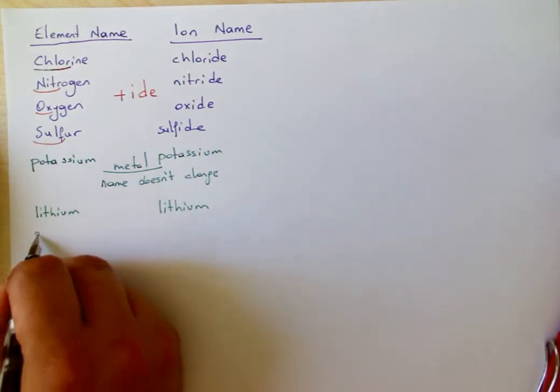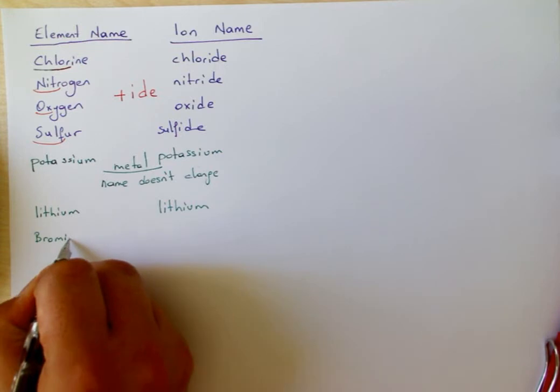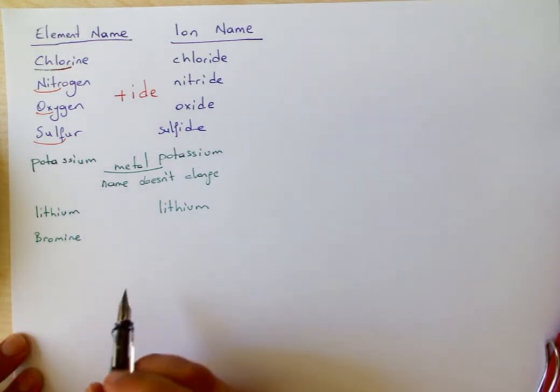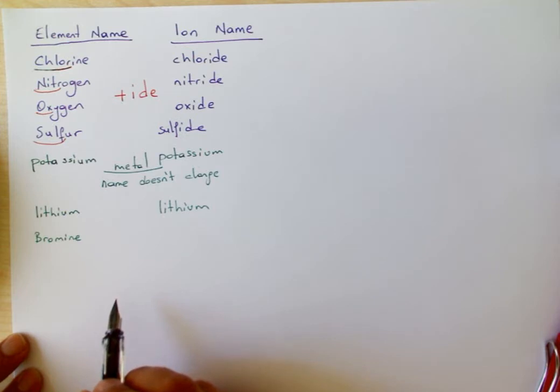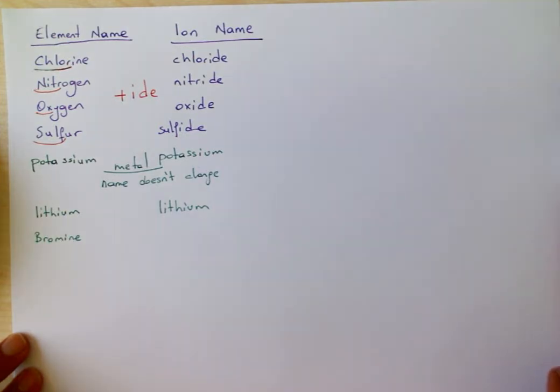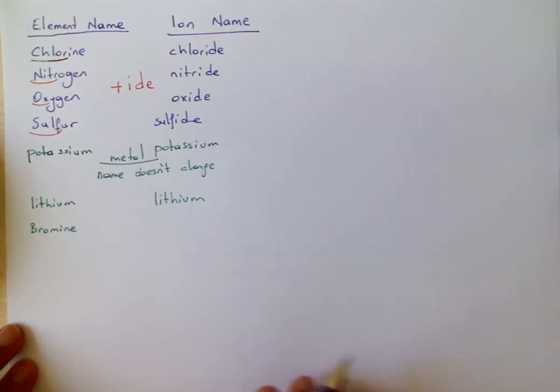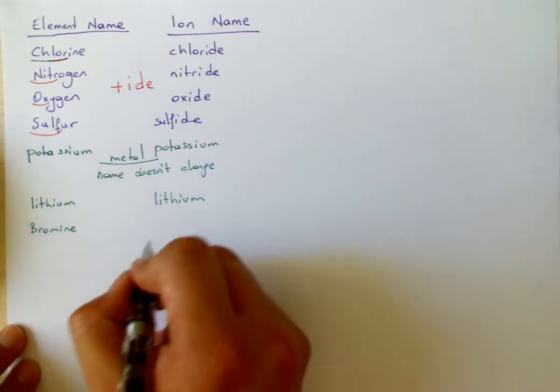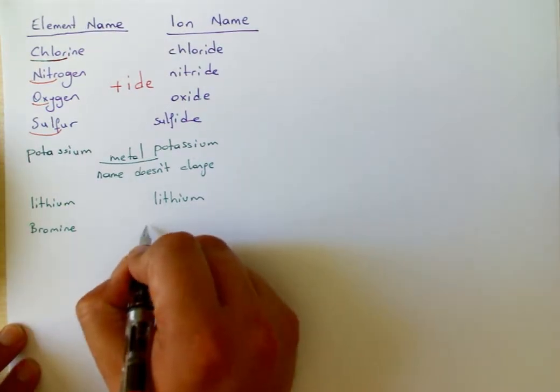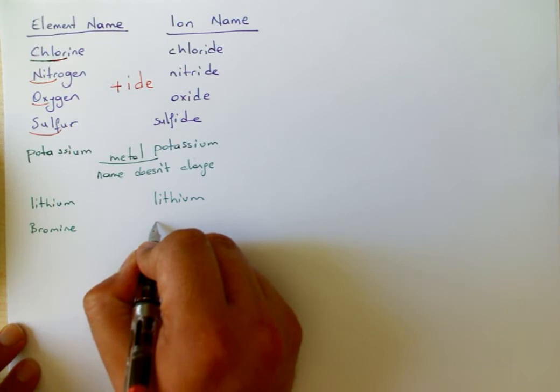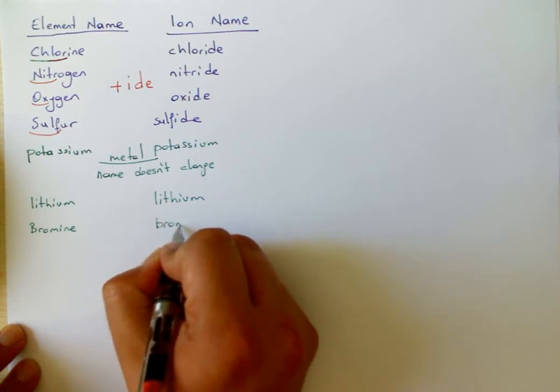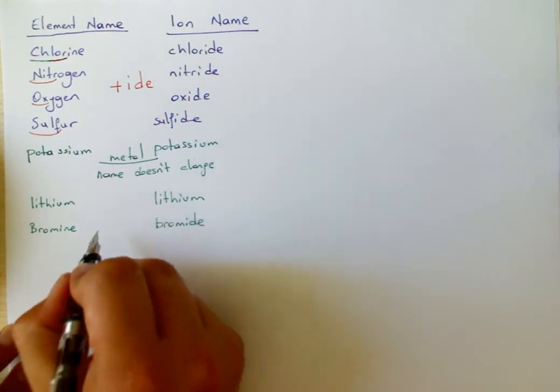What about bromine? Is it metal or non-metal? If you don't know the periodic table very well, it will be difficult. If you know it, it will be very easy. Bromine will be bromide ion because it's a non-metal.